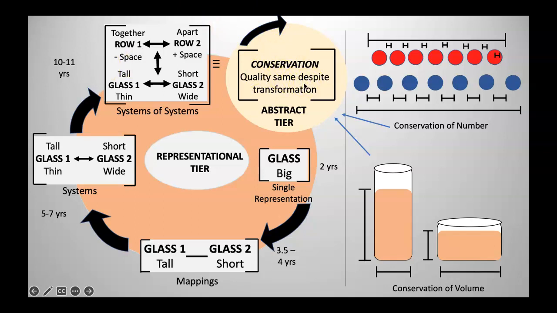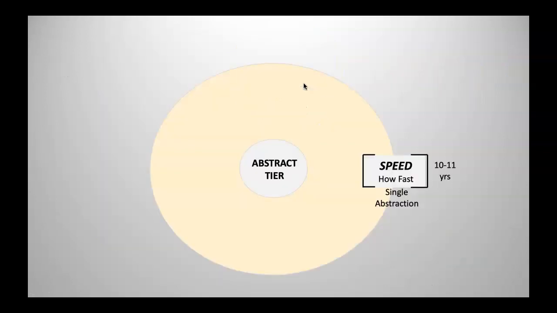With the entry into the next broad tier of development, what Piaget would call formal operations, what Fisher's calling abstractions, you get the same iterative thing. Around 10 to 11 years, a child can begin to represent abstractions, like conservation in general. Conservation in general is the quality of the thing staying the same despite a change in its appearance. Or abstract concepts like speed. A 10 or 11-year-old will understand speed as how fast something goes.